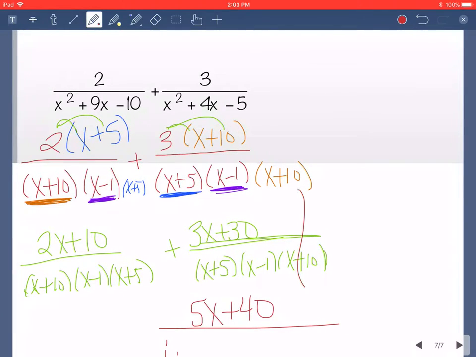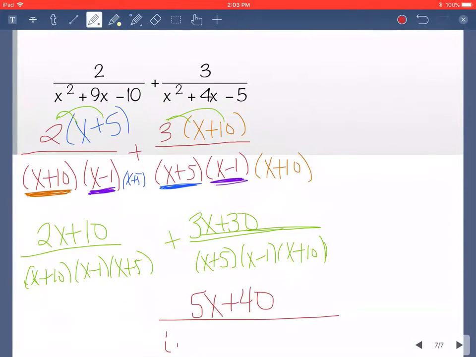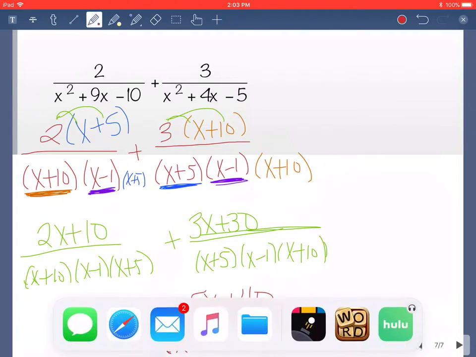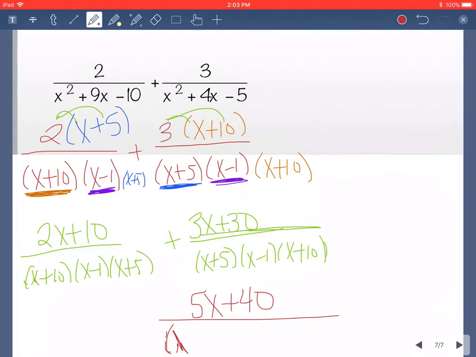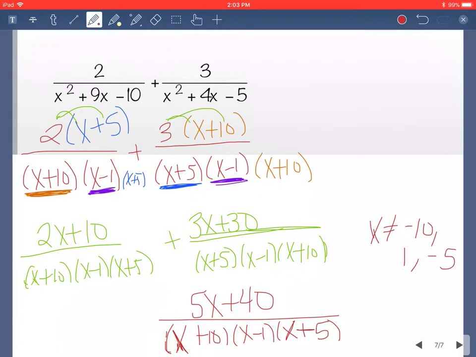Over x plus 10, x minus 1, x plus 5. And our excluded values are that x cannot equal negative 10, positive 1, and negative 5. So there's my final answer.